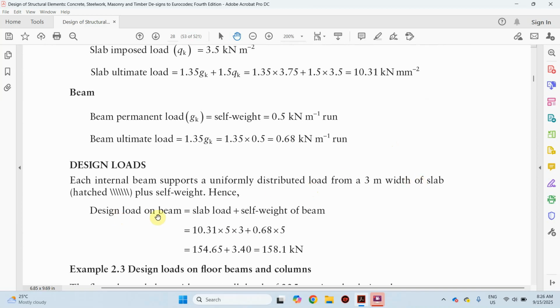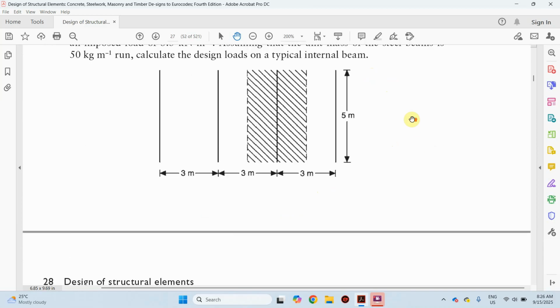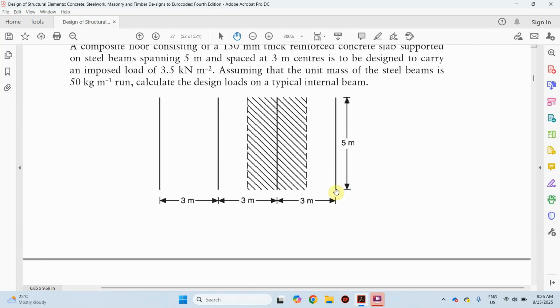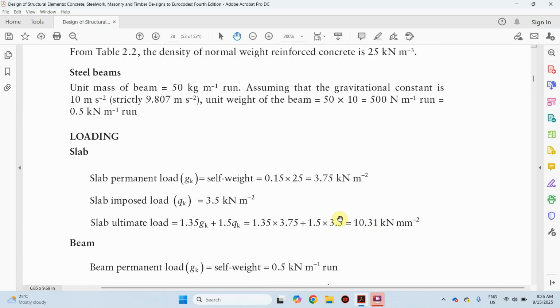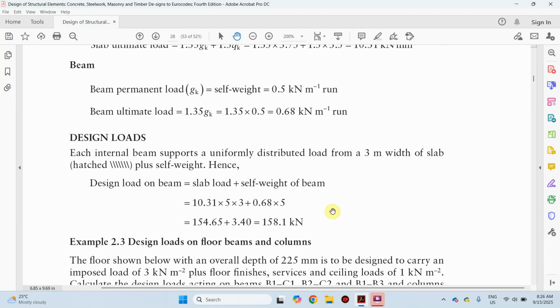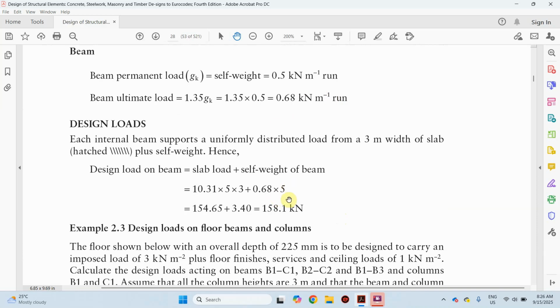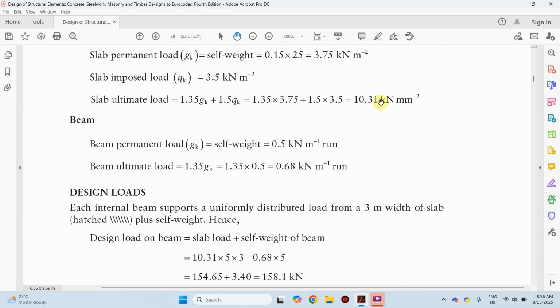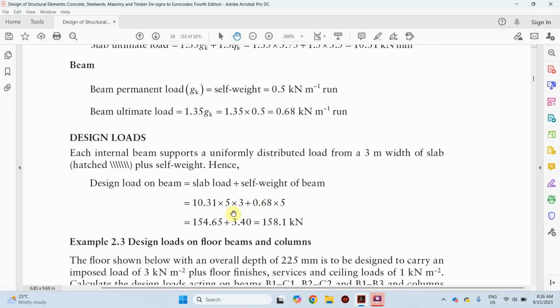So now the design load on the beam equals the slab load plus the self weight of the beam. What is the slab load? The slab load is this times the area of the slab, which is 3 by 5. So we have this particular slab load, 10.31 times 5 times 3. That's for the slab load itself.